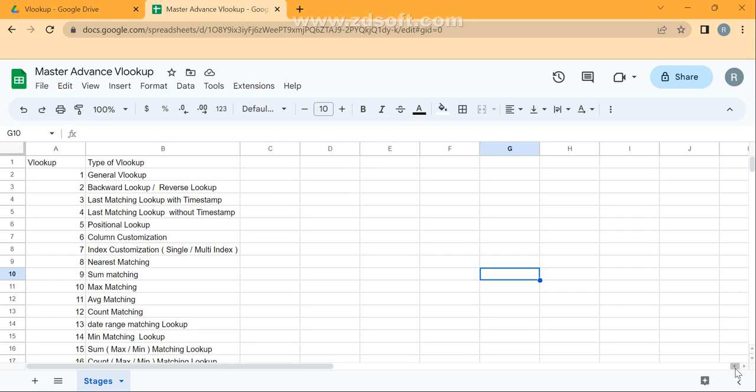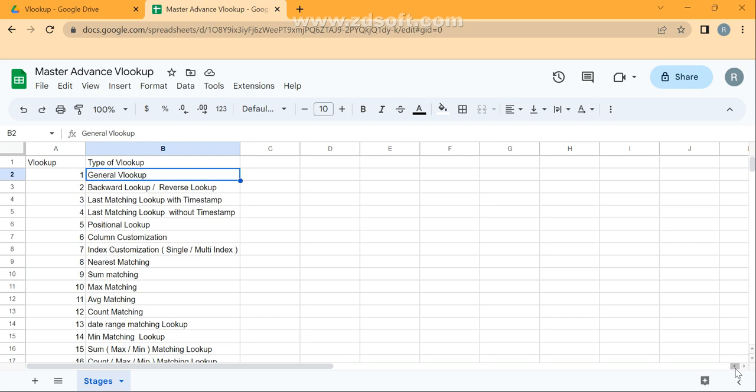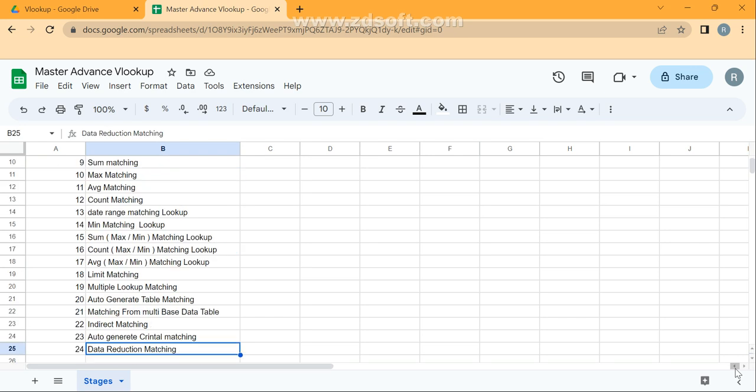I'm going to teach you how to be a master of advanced VLOOKUP. I hope all of you know that there are many kinds of parameters in the customization of VLOOKUP. And there are not only one or two types of VLOOKUP, there are 24 types of VLOOKUP. I hope this is going to be very informative for you. This is from the starting basic level to the advanced level.